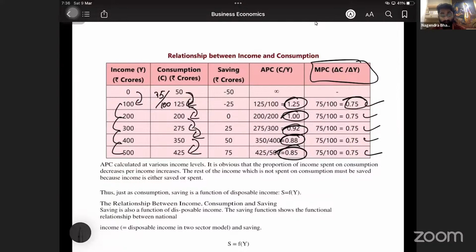APC will decrease to what extent? This is one homework for you. You have to calculate to what extent APC will decrease. Very interesting one. Very interesting one. Up to where will APC fall?